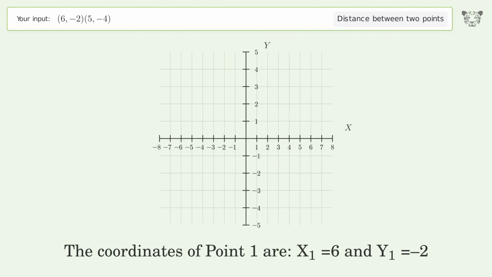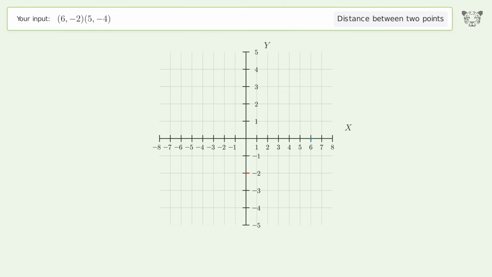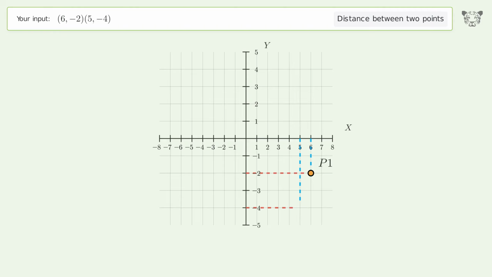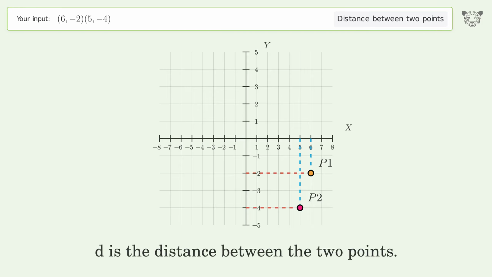The coordinates of point 1 are x1 equals 6 and y1 equals -2. The coordinates of point 2 are x2 equals 5 and y2 equals -4. D is the distance between the 2 points.